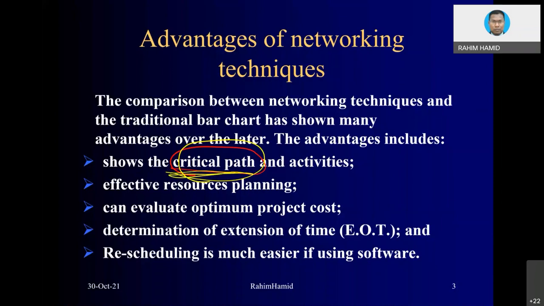I will show you later on. When activities sit on the critical path, we call them critical activities. And why do we need to know critical activities? For example, let's say there are two or three activities running almost at the same time. Let's name them A, B, C. Among A, B, C, let's say B is the critical activity, and A and C are not critical.